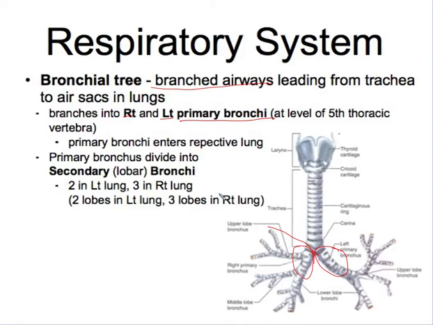From there, it splits into what are known as secondary bronchi. Each of your secondary bronchi enters a lobe of the lung. So on your right side, you have 3 lobes, so you have 3 secondary bronchi. On your left side, you have 2 lobes, so you have 2 secondary bronchi. So that's split number 2, the primary, secondary.